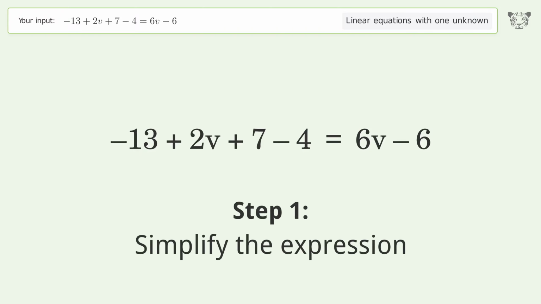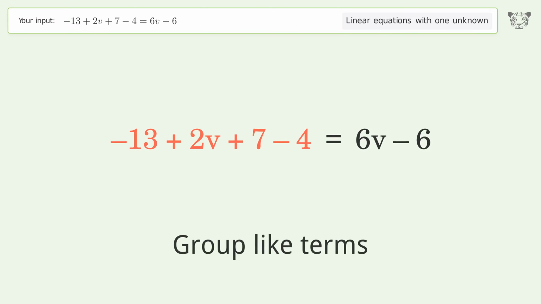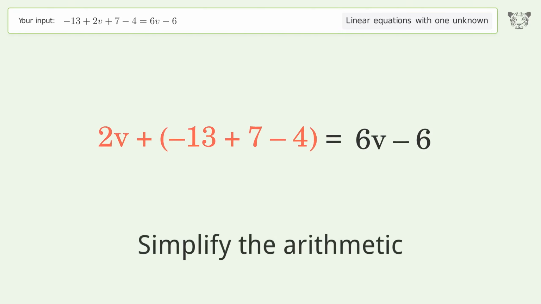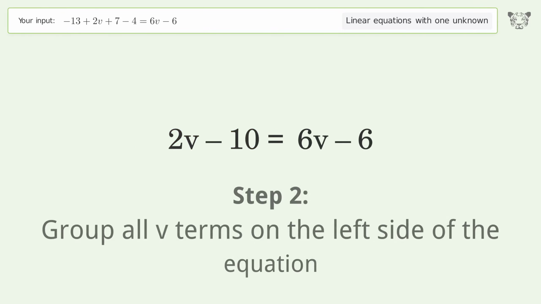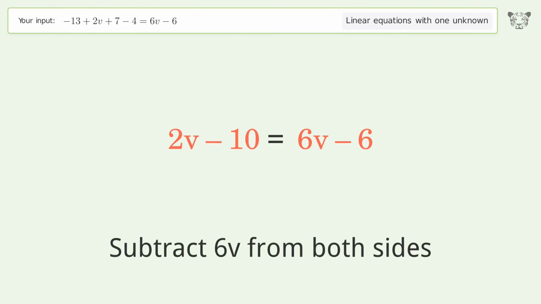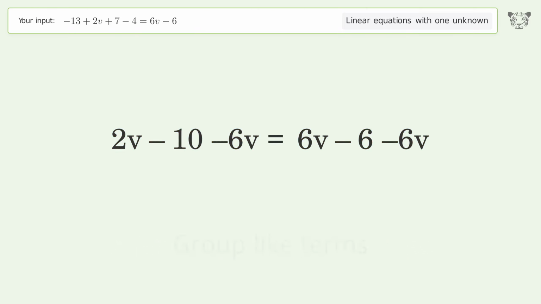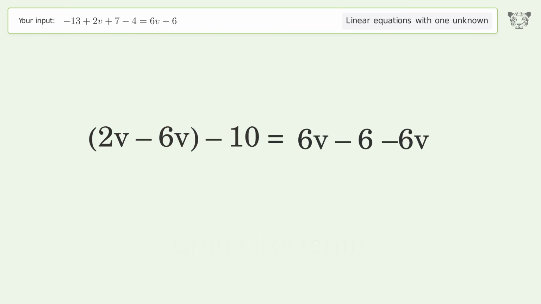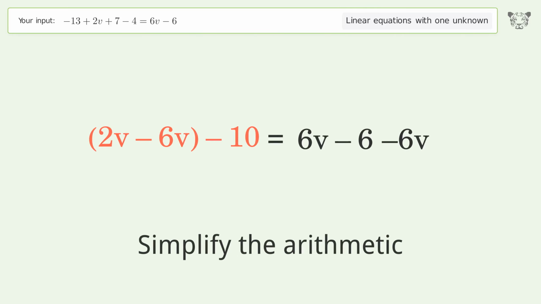Simplify the expression. Group like terms. Simplify the arithmetic. Group all v terms on the left side of the equation. Subtract 6v from both sides. Group like terms. Simplify the arithmetic.